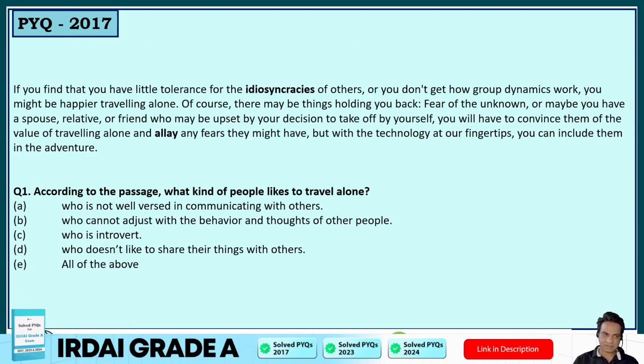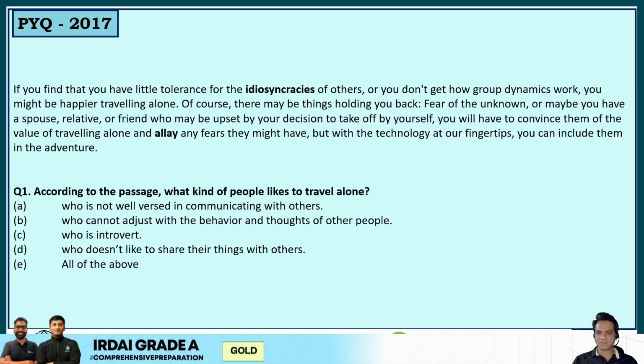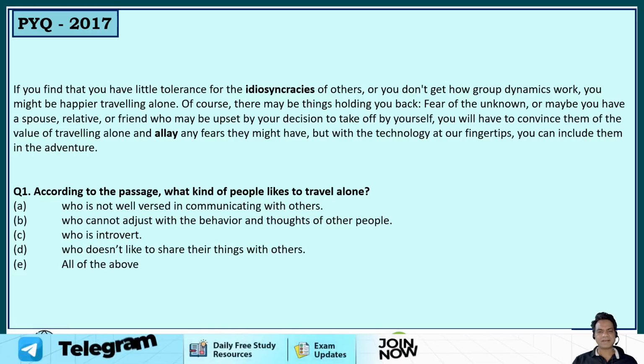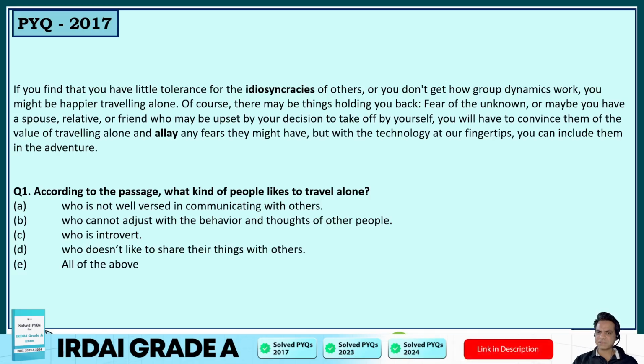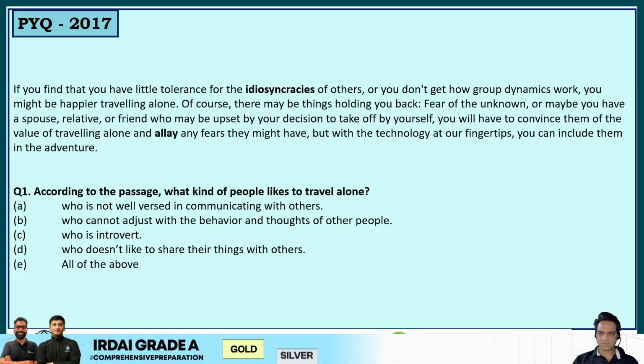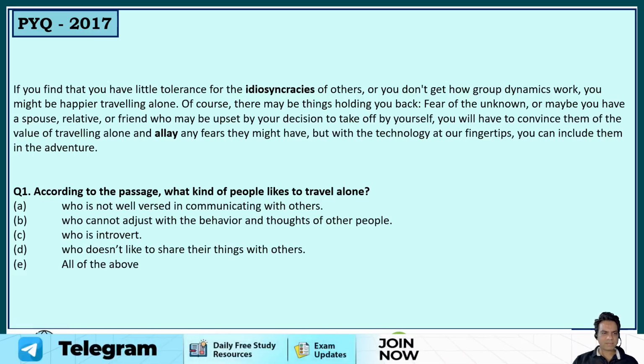The most important factor to consider in your decision to make a trip alone is your own sense of independence. If you find that you have little tolerance for the idiosyncrasies of others, that means peculiarities. Some people have their particular habits. So if you find that you have little tolerance for the idiosyncrasies of others, and you don't get how group dynamics work, you might be happier traveling alone.